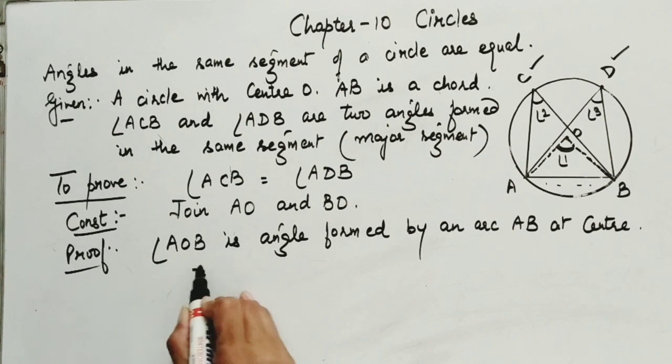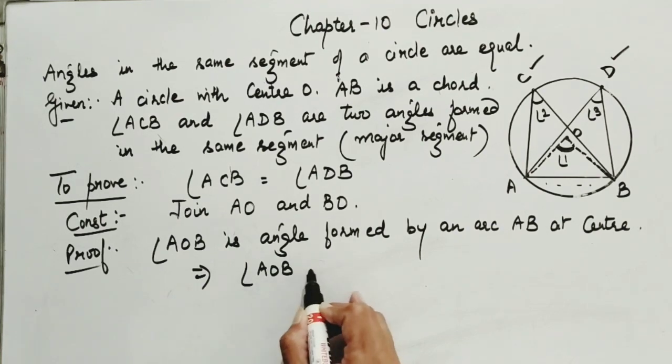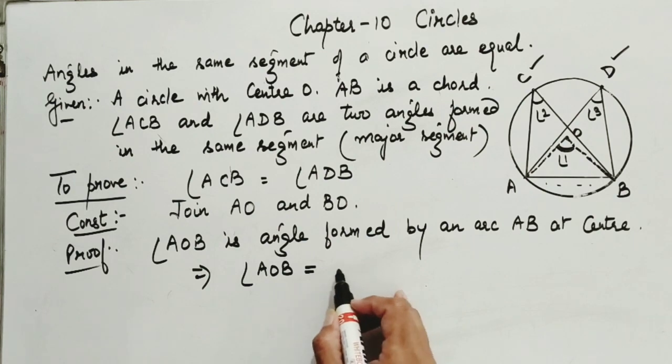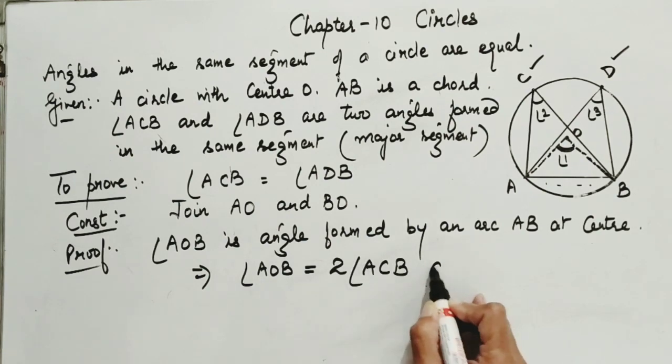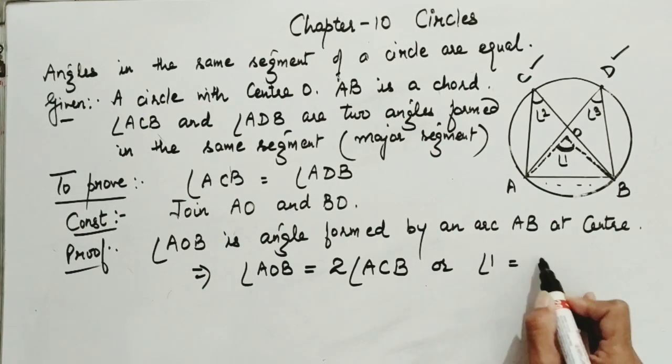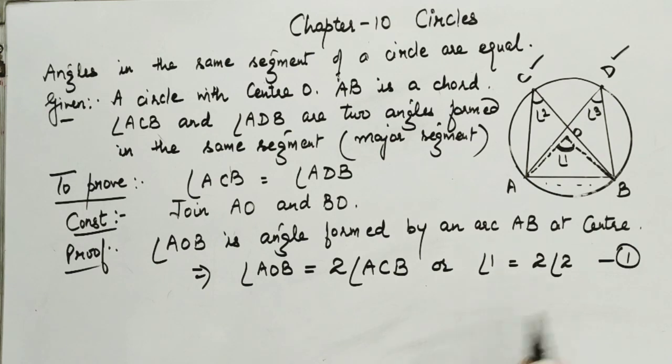That implies angle AOB must be twice of angle ACB, or in a simple way, angle 1 is twice of angle 2. This is equation number 1.